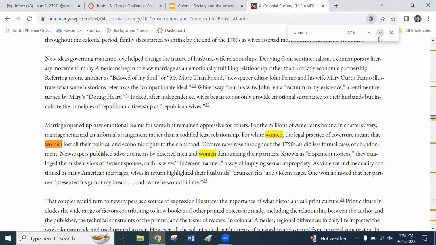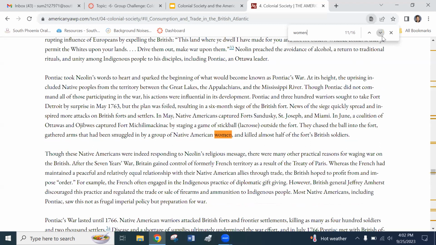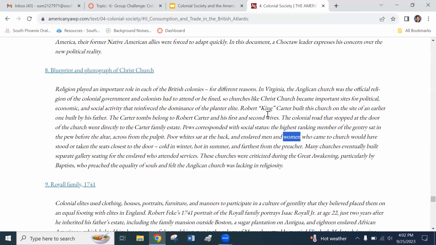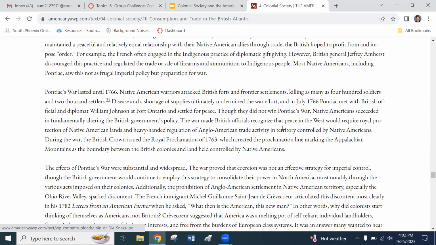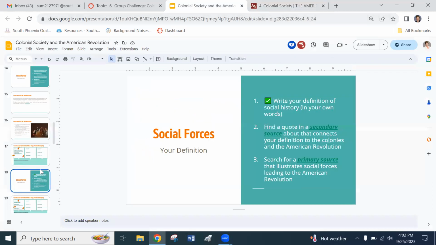Divorce rates, coverture, women, let's see, Native American women. Okay, then we get into primary sources. So I think I'm going to stick with my quote. I like my quote. It says, the average person's ability to spend money on consumer goods became a sign of their respectability. Done. All right, got it.